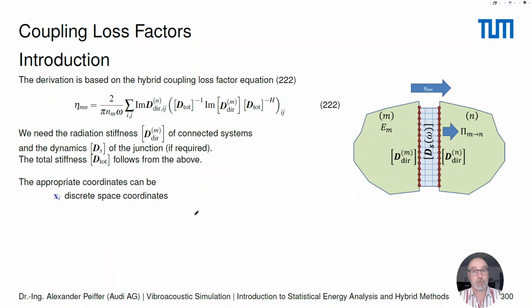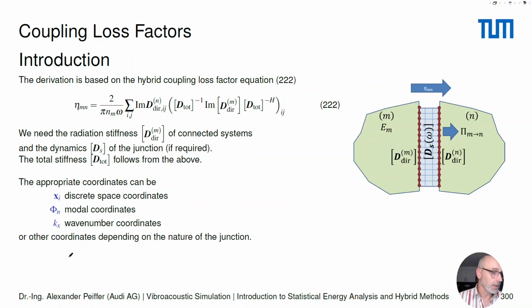So it could be discrete space coordinates, it could be modal coordinates, and it could also be wave number coordinates. And we will give several examples of details that I will use here. Or other coordinates depending on the nature of the junction. Maybe there's another option to describe the junction better by using specific practical coordinates.